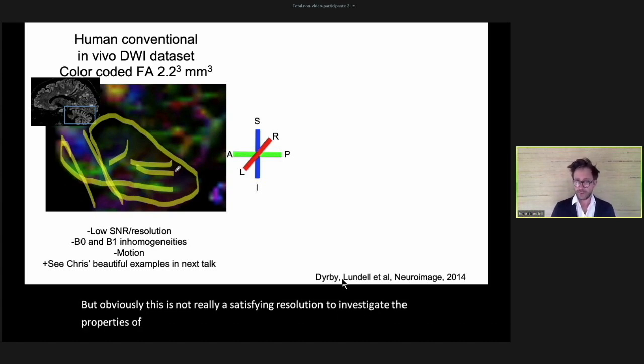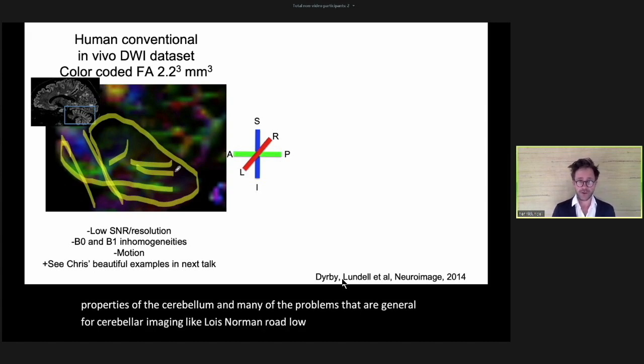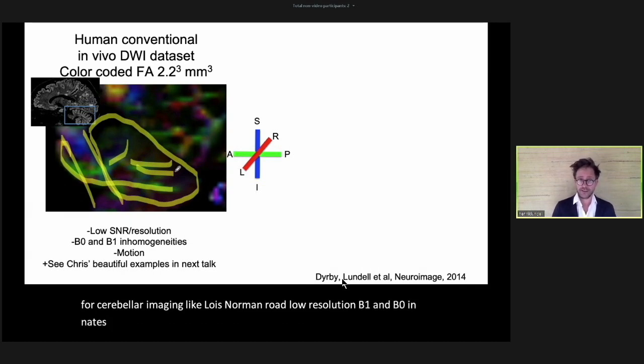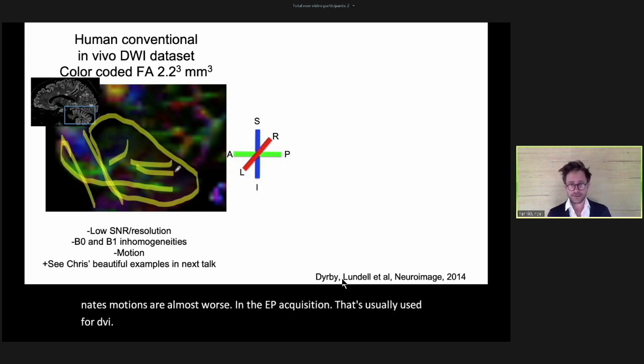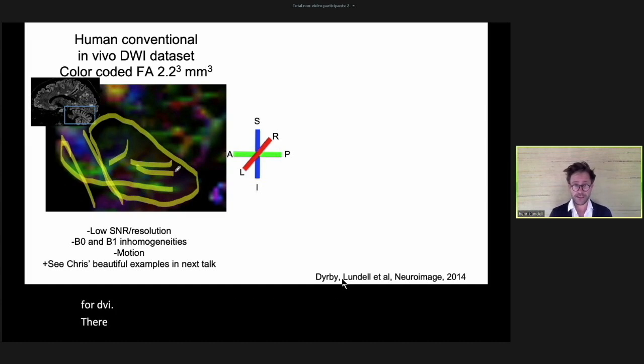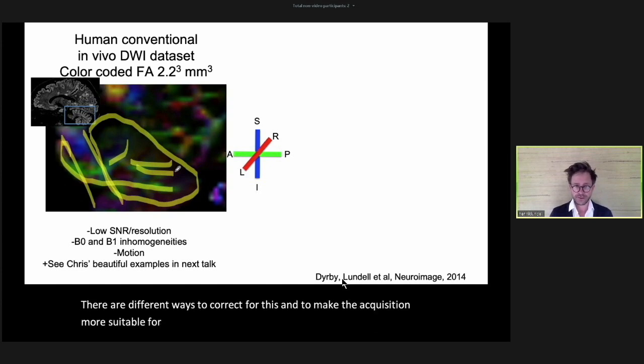And many of the problems that are general for cerebellar imaging, like low SNR and low resolution, B1 and B0 inhomogeneities, and motion, are almost worse in the EPI acquisition that's usually used for DWI. There are different ways to correct for this and to make the acquisition more suitable for the cerebellum. You can see Chris' beautiful examples of in vivo imaging in his talk.